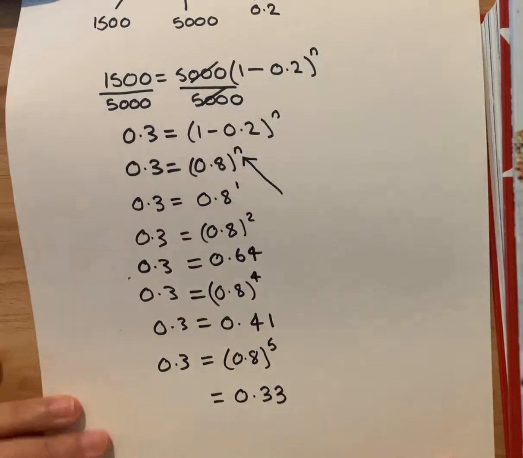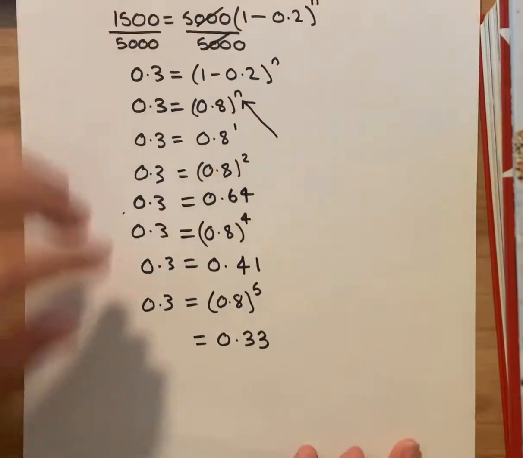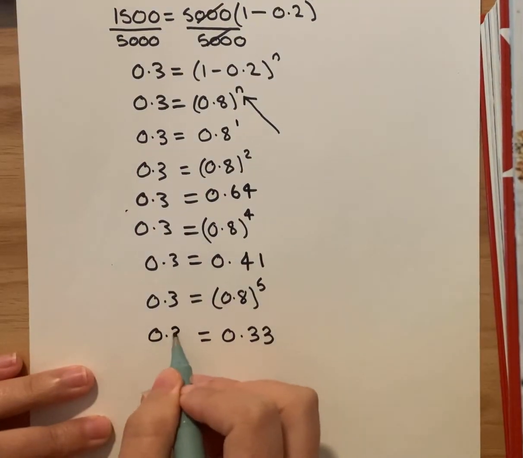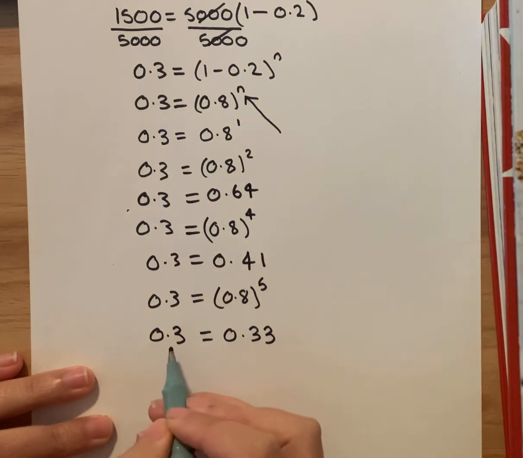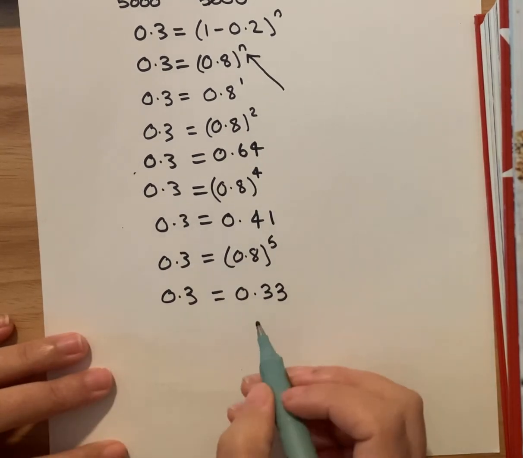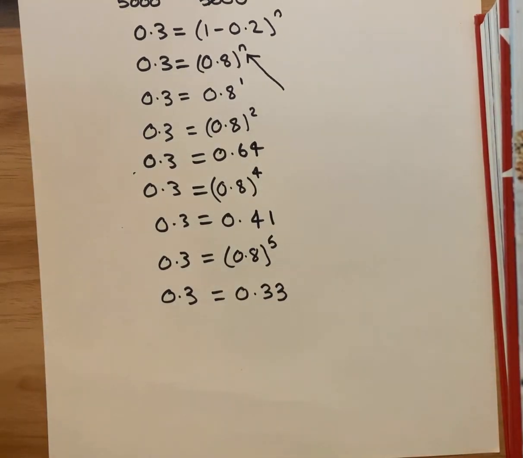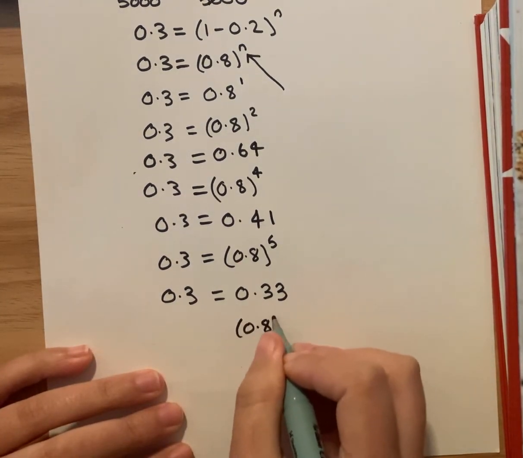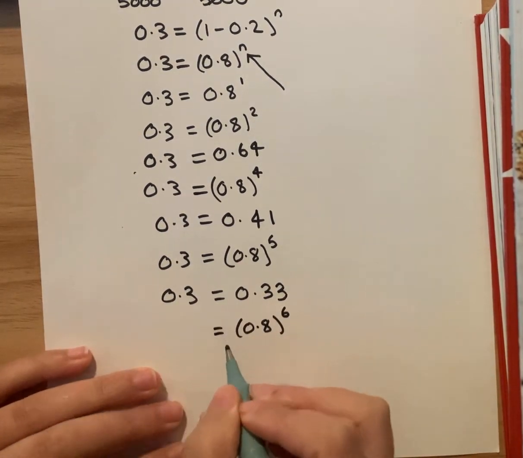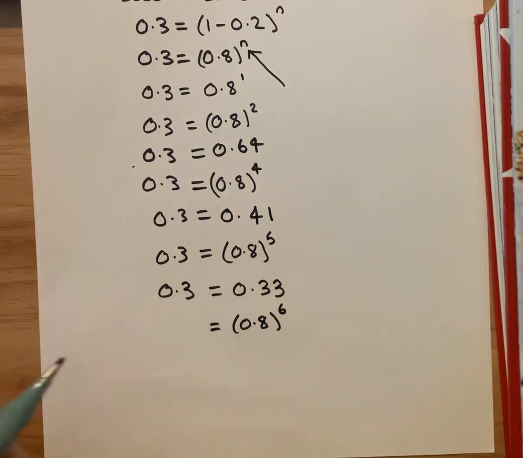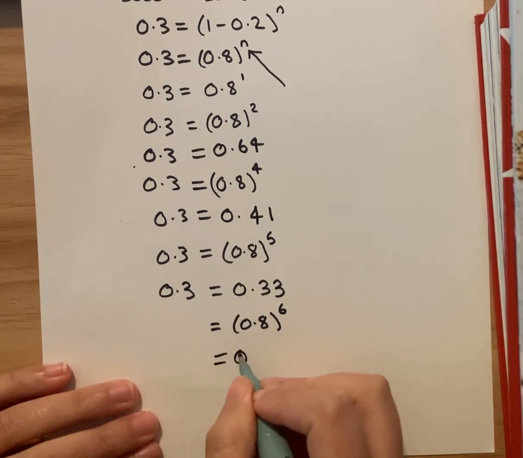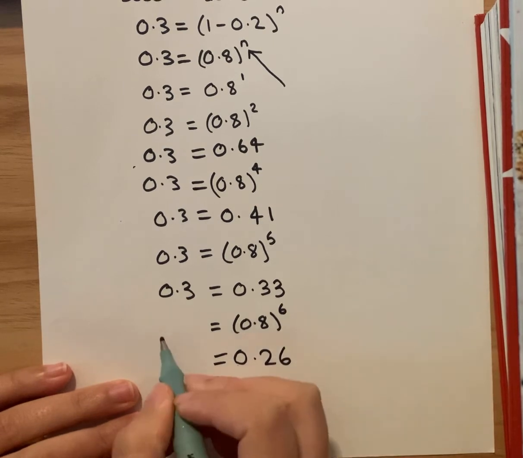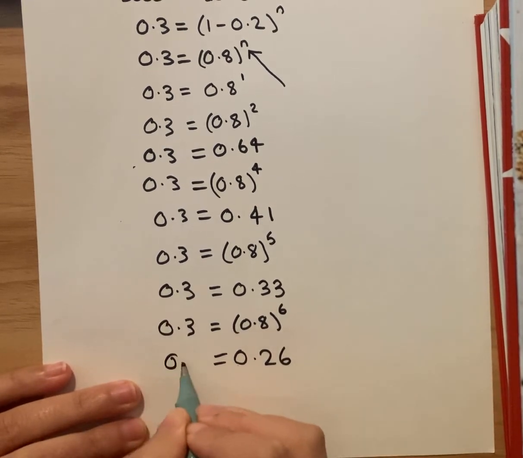So I'm guessing it's going to be after this year. I think it's going to go below 0.3. It's not below yet, so it hasn't reached $1,500 yet. But once it goes below 0.3, then we know that it's going to be that amount of years at least. So let's try it. 0.8 to the power of 6 is, we got it, 0.26, which is now below 0.3.